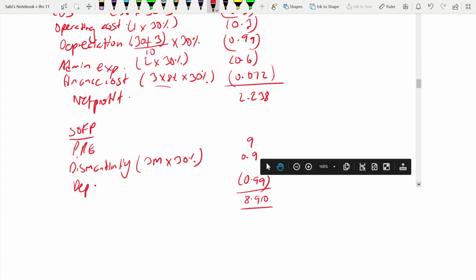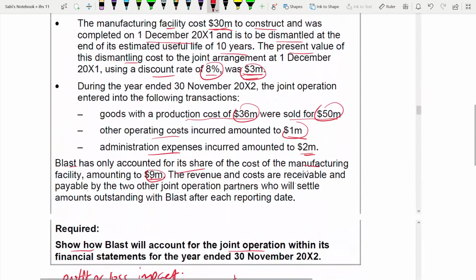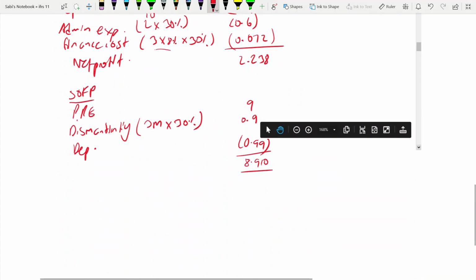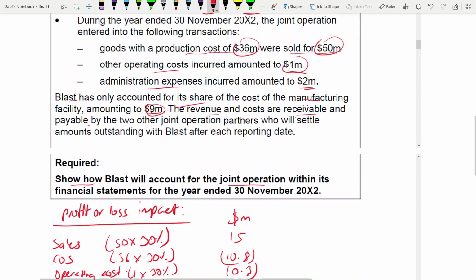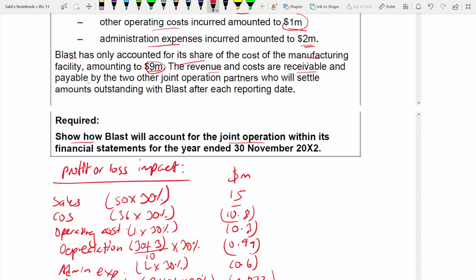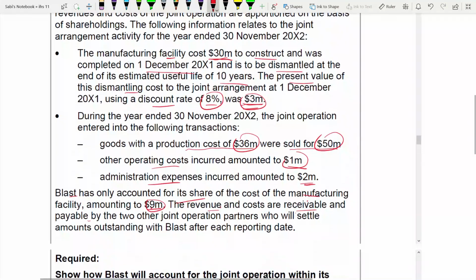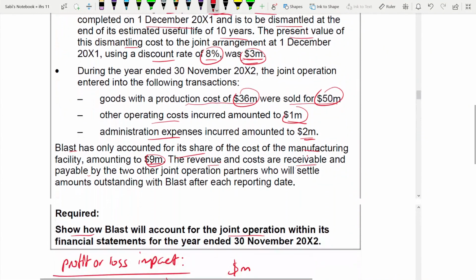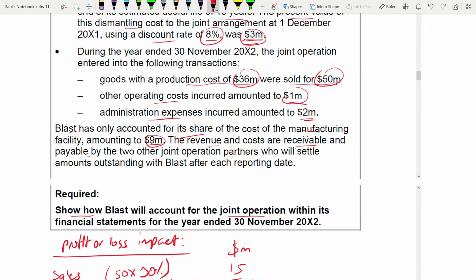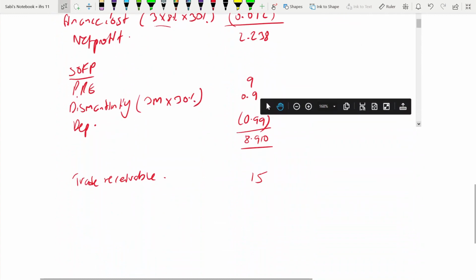Now next, remember they told the revenue and the cost are receivable and payable. So you have to write trade receivable. That means the share of revenue due. See how much is the sale. Sale is 15. Okay, so receivable will be 15. The revenue is receivable, cost are payable. So that revenue is 15 million. Already they have given. That is trade receivable.